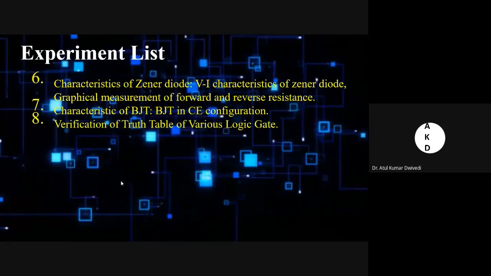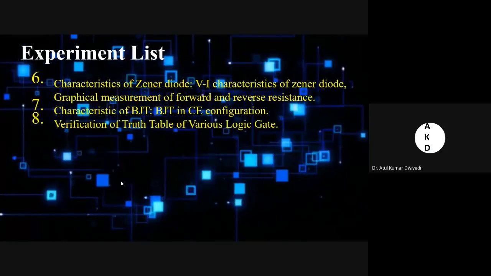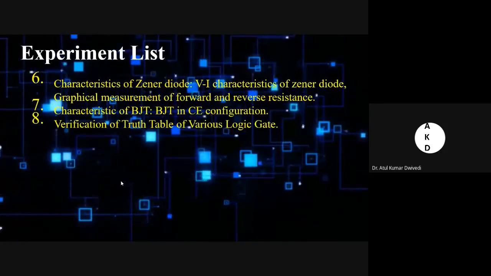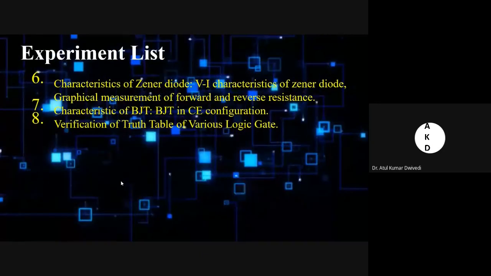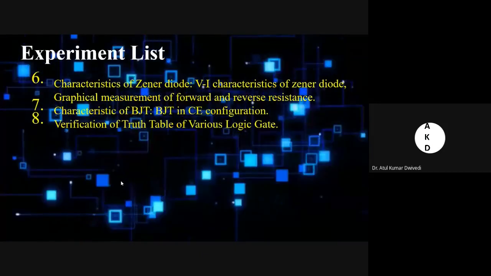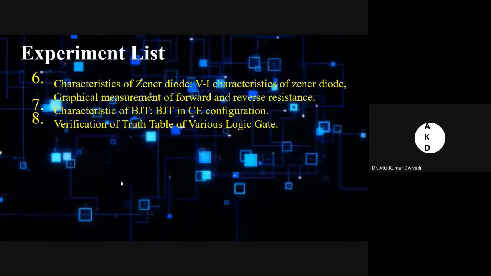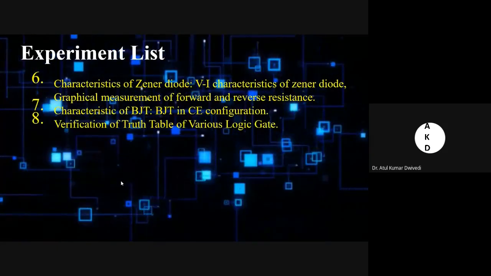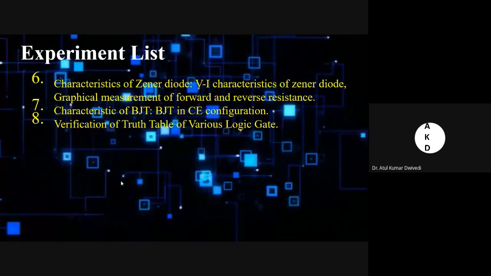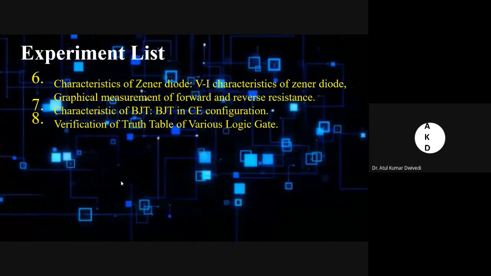Eighth is verification of the truth table for the logic gates. So a logic gate circuit will be there. A logic gate circuit can be made using a diode, using a transistor, using a field effect transistor, etc. And we have to verify the truth table for the logic gate.